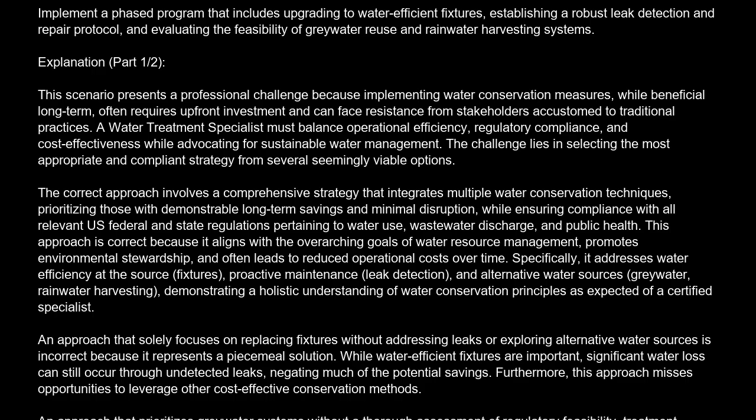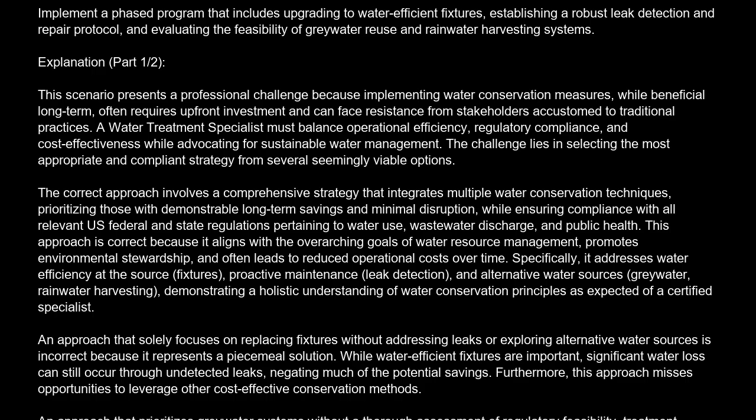The correct approach involves a comprehensive strategy that integrates multiple water conservation techniques, prioritizing those with demonstrable long-term savings and minimal disruption, while ensuring compliance with all relevant U.S. federal and state regulations pertaining to water use, wastewater discharge, and public health. This approach is correct because it aligns with the overarching goals of water resource management, promotes environmental stewardship, and often leads to reduced operational costs over time.